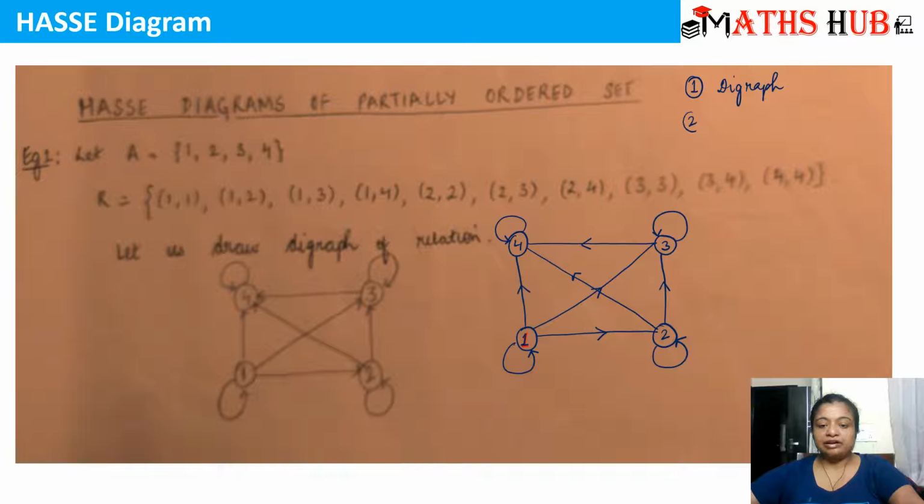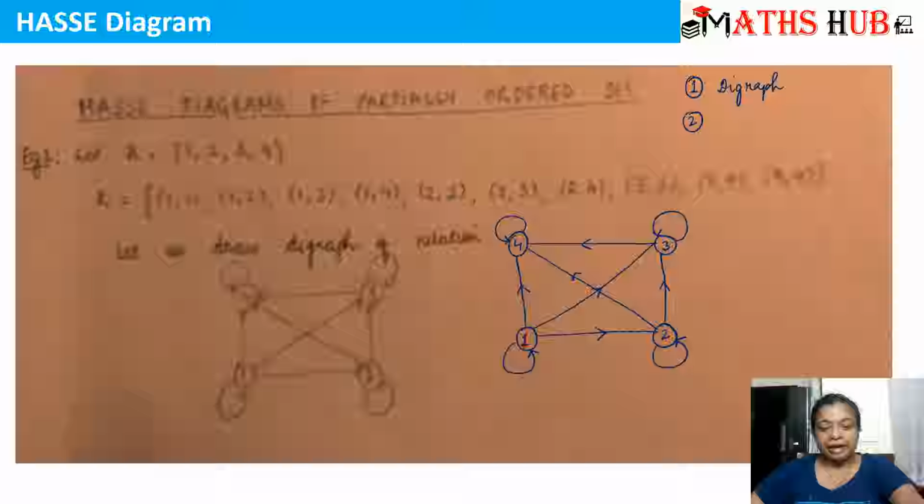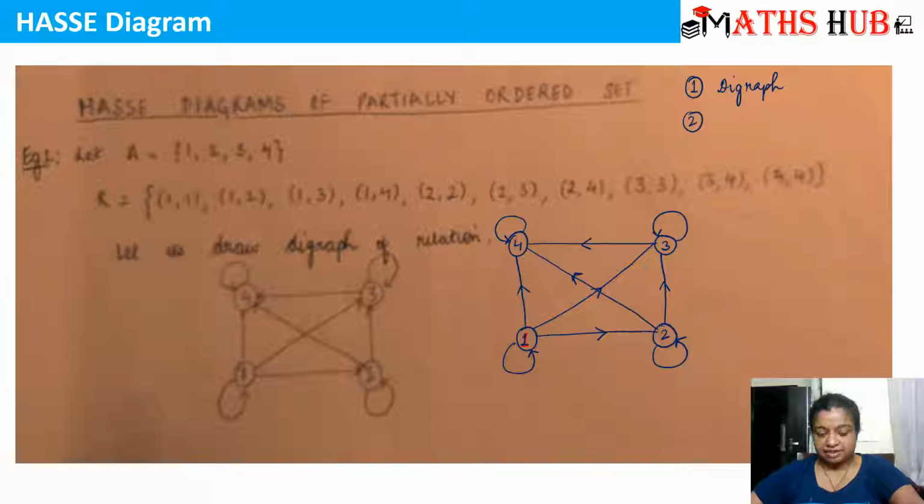Now, from the digraph, you can see that the digraph is not a unique structure, isn't it? If you draw the nodes at different positions, the structure of this diagram would be different than what I have drawn, right? But it's not that you have drawn it wrong. That is also correct, right? So it depends on where you have placed the nodes, right? So the first step is drawing the digraph.